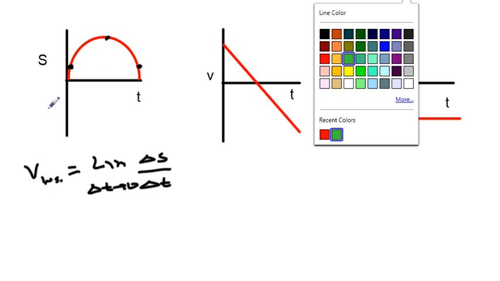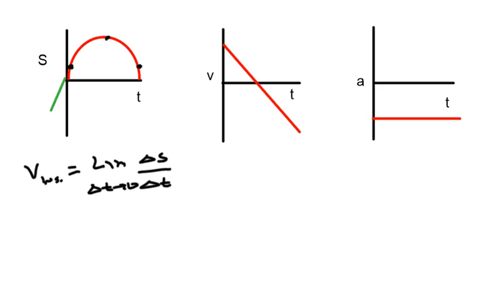So the slope of a tangent line drawn to the curve about right here would be some kind of positive slope. The slope drawn here is going to equal zero, and then the slope of the tangent line here is going to be negative. So we have three instantaneous slopes. Now, what does that correlate to on our velocity time graph? Well, we can estimate where those might be located.